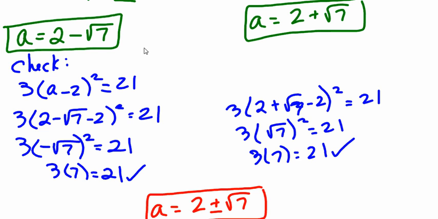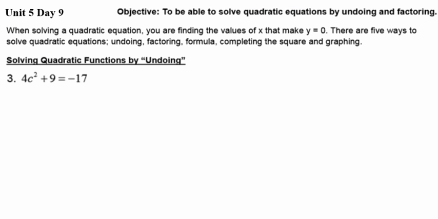Let's try another. Here we have 4c squared plus 9 equals negative 17. Again, we're trying to undo the equation to get c alone. Normally the operations that we do last, we would undo first. So here we can see that we're adding 9, so in order to undo that, let's subtract 9.